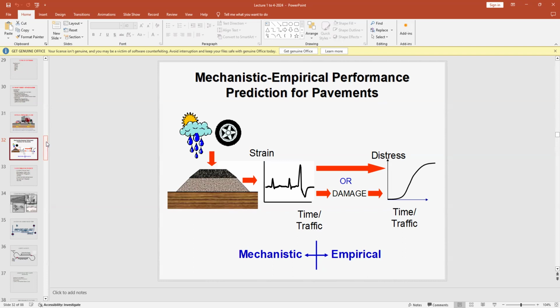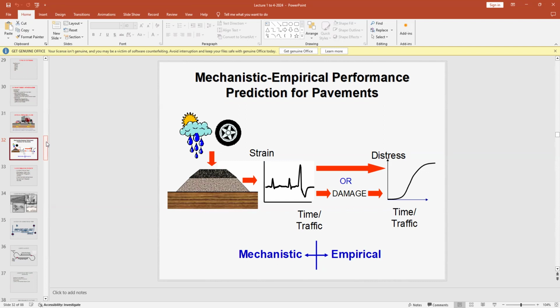This tensile strain will give you a distress value of fatigue cracking, and the compressive strain will give you the rutting value. Both of these are distresses, and both of these are the load damage. They are damaging the pavement.